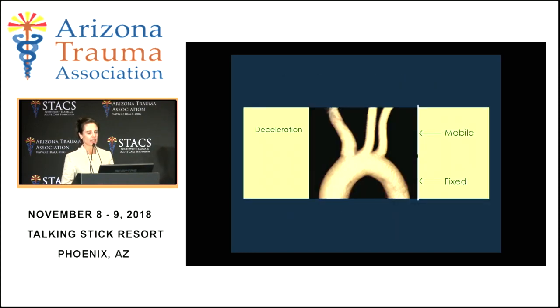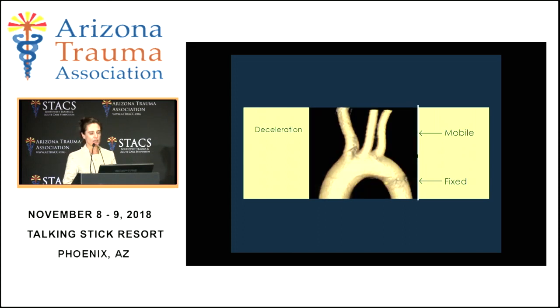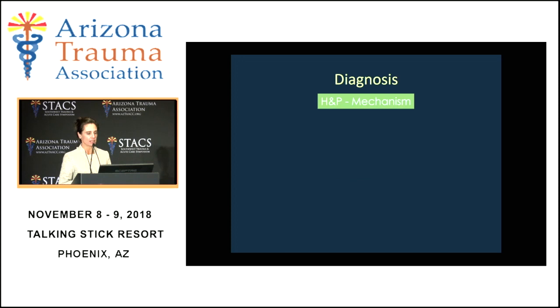In the deceleration mechanism, part of the aorta is mobile and part of it is fixed. The area that's fixed is just distal to the left subclavian at the ligamentum arteriosum, and that is the most frequent location of injury due to the mobile area of the aorta. The fixed portion, which is typically injured in most cases, is either a grade 2 or grade 3 injury.